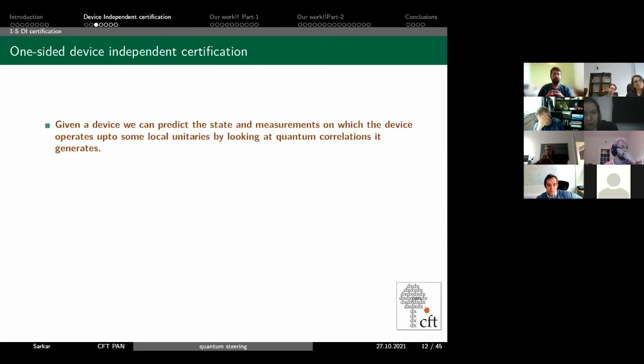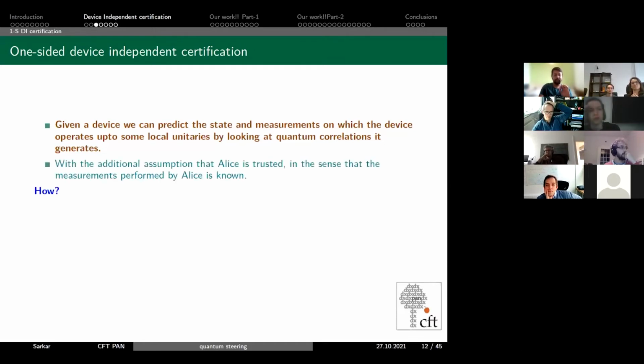Yeah, so now we look at what is meant by one-sided device independent certification. In fully device independent certification schemes, you don't assume anything on the device apart from the fact that the devices work via quantum theory. And there are some other assumptions, like the parties are locally separated, and no signaling. So given these assumptions, this device gives you some set of statistics, and then just looking at these statistics, up to some local unitaries and the presence of some extra state, I can say what is the underlying state and the measurements on which these devices work.